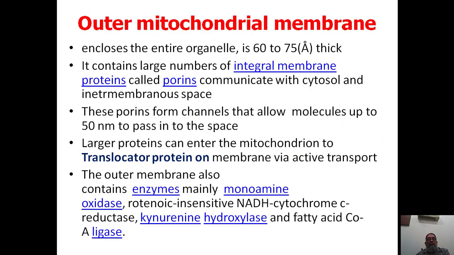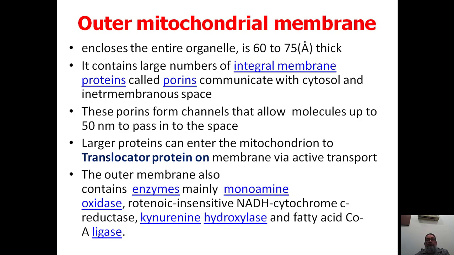Now we'll discuss the outer mitochondrial membrane. It encloses the entire organelle, is about 60 to 75 angstrom thickness. एंटायर ऑर्गेनेल को बाहर से जो मेम्ब्रेन कवर करेगी उसको हम आउटर माइटोकॉन्ड्रियल मेम्ब्रेन कहेंगे. थिकनेस जो है 60 से 75 एंगस्ट्रॉम होगी. It contains a large number of integral membrane proteins, also called as porins, which communicate the cytosol with the intermembranous space. ये बात आपने याद रखनी है.